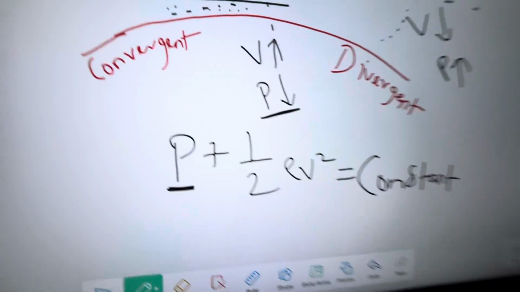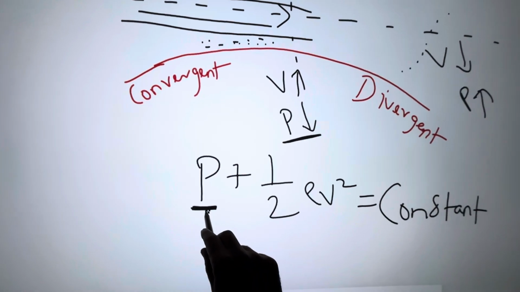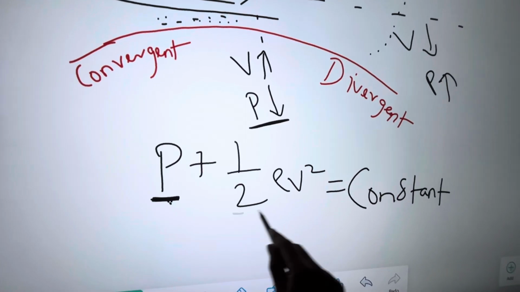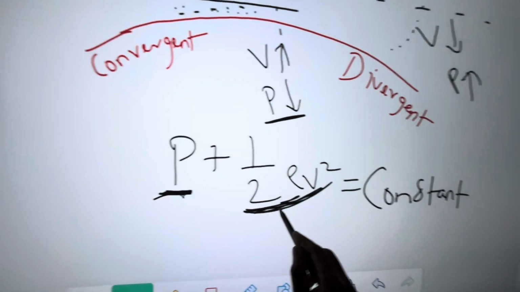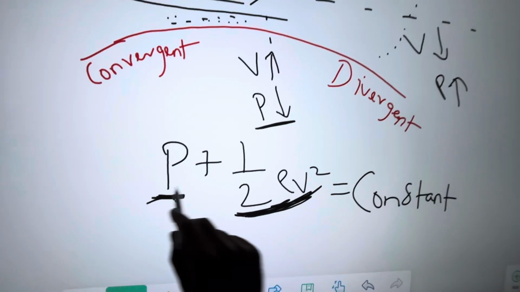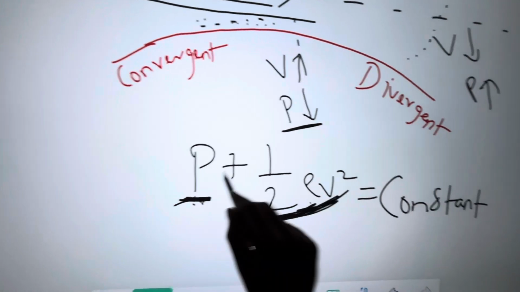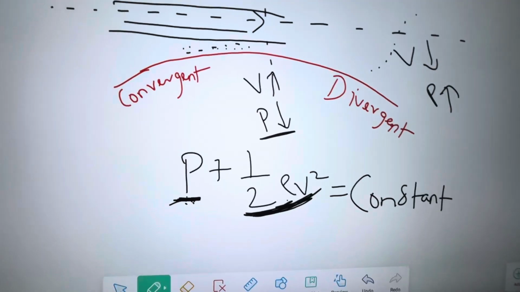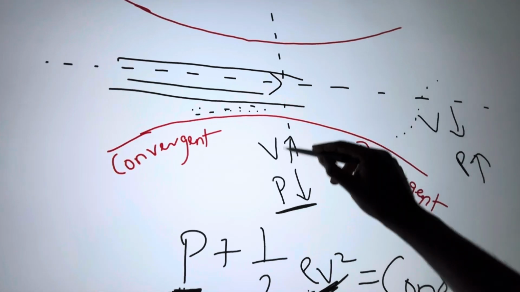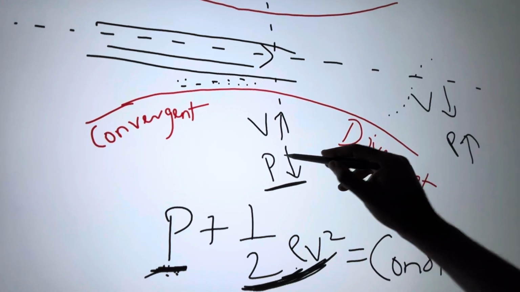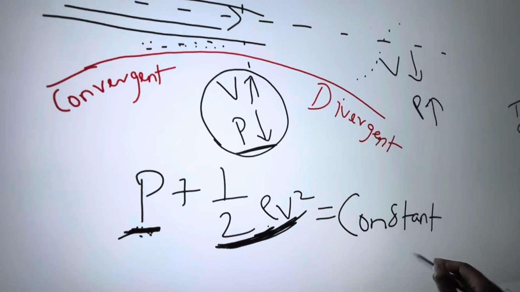So this is what Bernoulli tried to prove with a simple formula. What he has written: static pressure and dynamic pressure. Or in terms of energy, this is pressure energy, this is kinetic energy. You can say it in any form: static pressure, dynamic pressure, or pressure energy, kinetic energy, or simply pressure and velocity. So what Bernoulli has proved is pressure plus velocity is equal to a constant. When velocity increases, pressure will reduce by the same amount, but the total value will always be the same. That's what he has written as P plus half rho v squared equals constant.